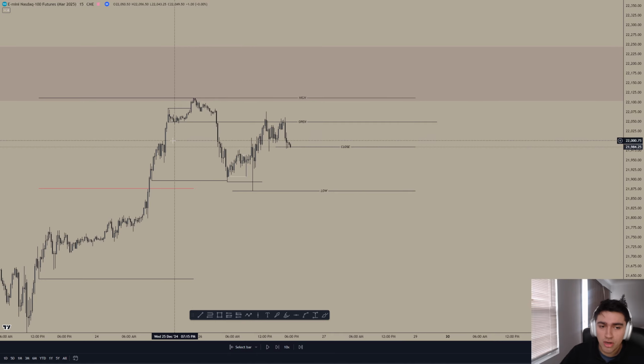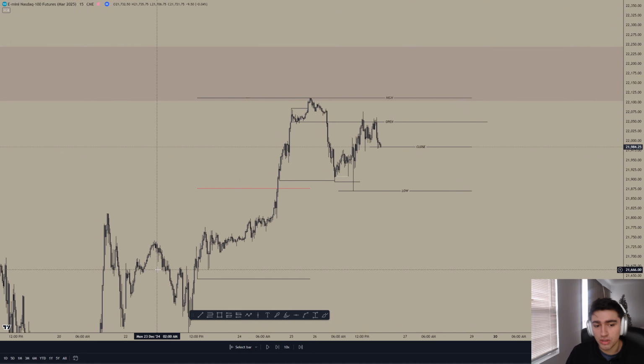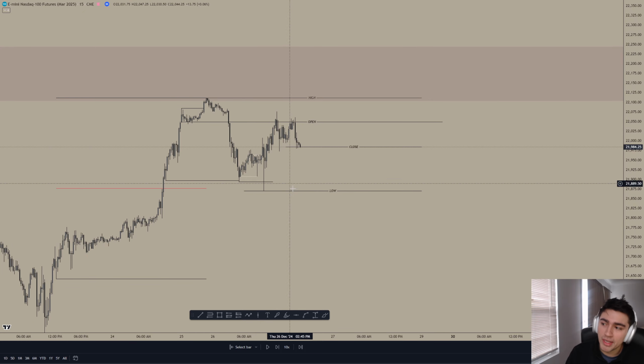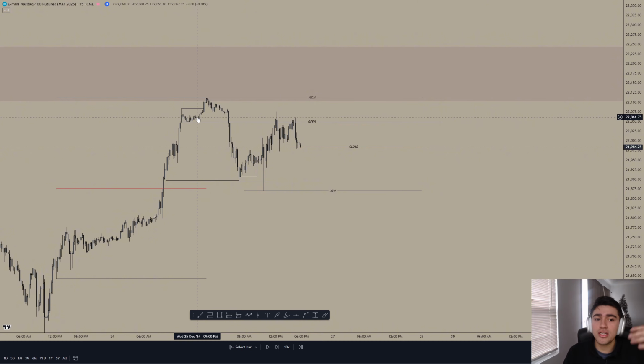This is how you can understand open, high, low, close. You have to understand where the draw on liquidity is. Based off the draw on liquidity of this day, which was equilibrium, if you want to be bearish for the day, you want to see price accumulate and manipulate higher first into a key level.